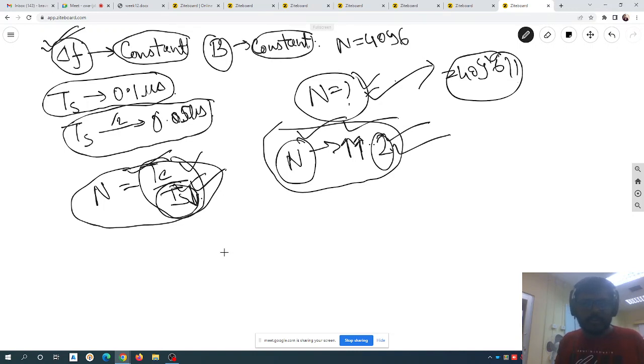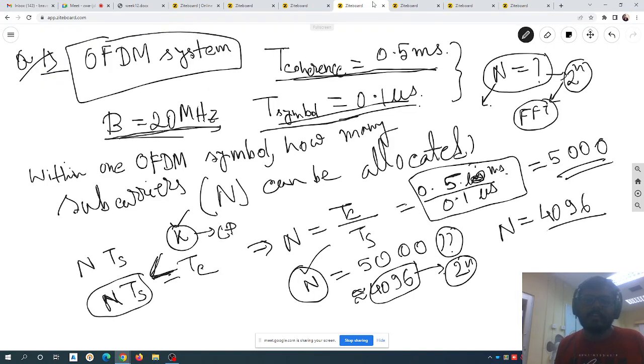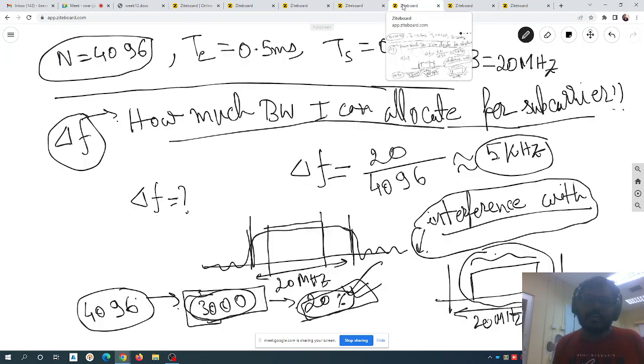So I think these 3 problems have no confusion till now, or any confusion from you guys? These 3 problems I have solved till now. This sort of problem may come in the exam.